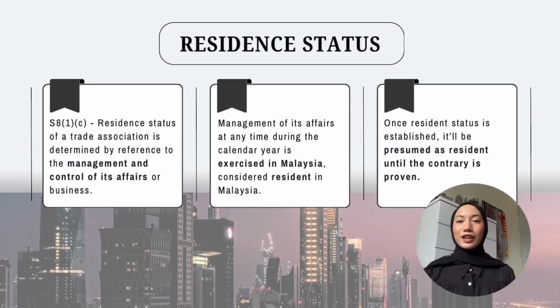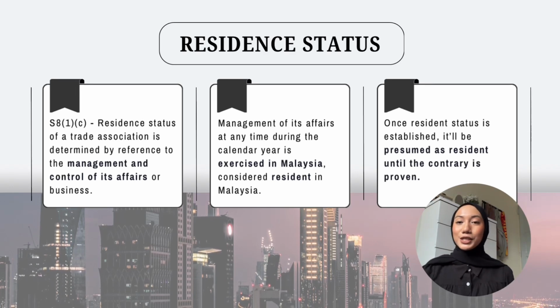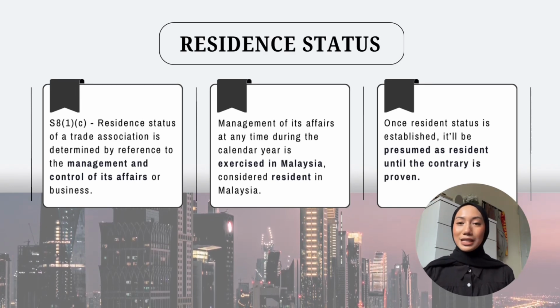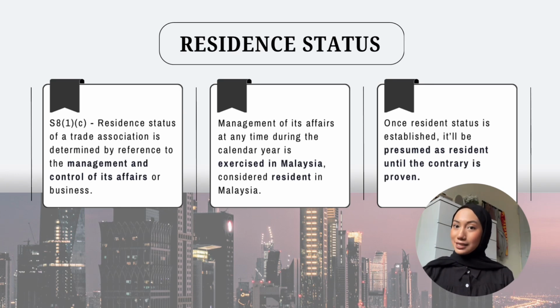Next, we'll be moving on to the resident status. According to Section 8, Subsection 1, Subsection C of the Income Tax Act 1967, the resident status is determined by where the management and control of its affairs or business is exercised. This means that it's not about where the association is registered, but where key decisions are actually made, such as board meetings or major business planning.